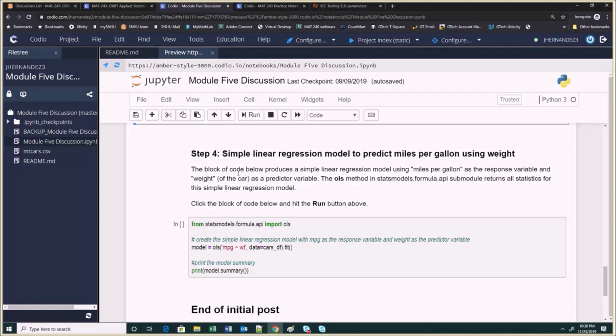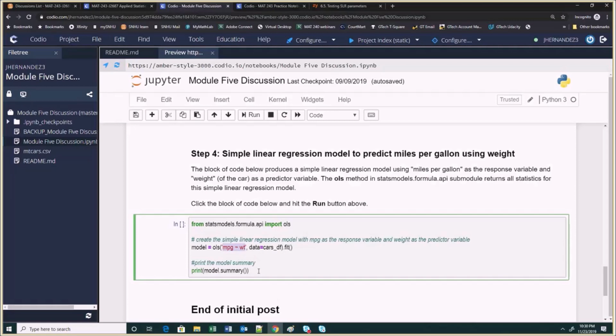So now that we have seen graphically as well as by calculating the correlation coefficient that there is indeed a relationship between miles per gallon and weight of the car, we want to be able to create a regression model for this relationship. So again, we use the OLS method in the statsmodels.formula.api submodule. The model is coded as MPG tilde WT, meaning that MPG is the dependent variable and WT is the independent variable. Again, we get the fit for that model and then we print out the summary.